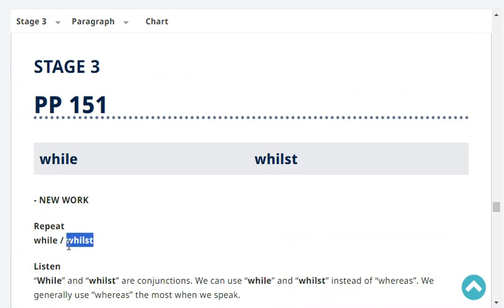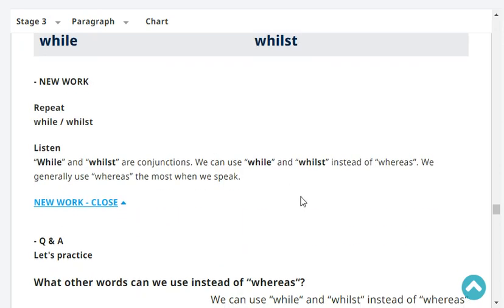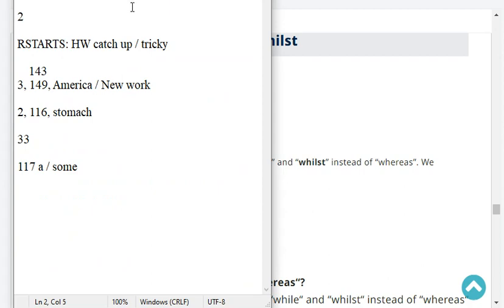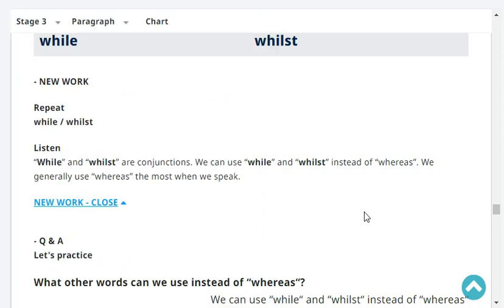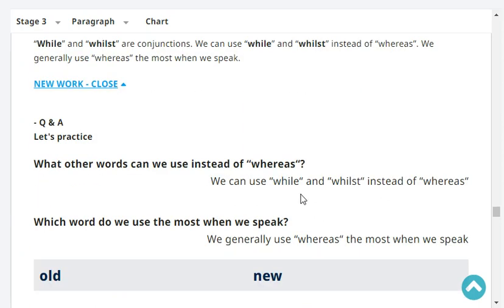Repeat: while, whilst. Very good. Okay, listen. The words while and whilst are conjunctions. Conjunction means they connect two sentences together. We can use while and whilst instead of whereas. So while, whilst, and whereas have the same meaning, but we generally use whereas the most when we speak. Whereas is more common. Let's practice.